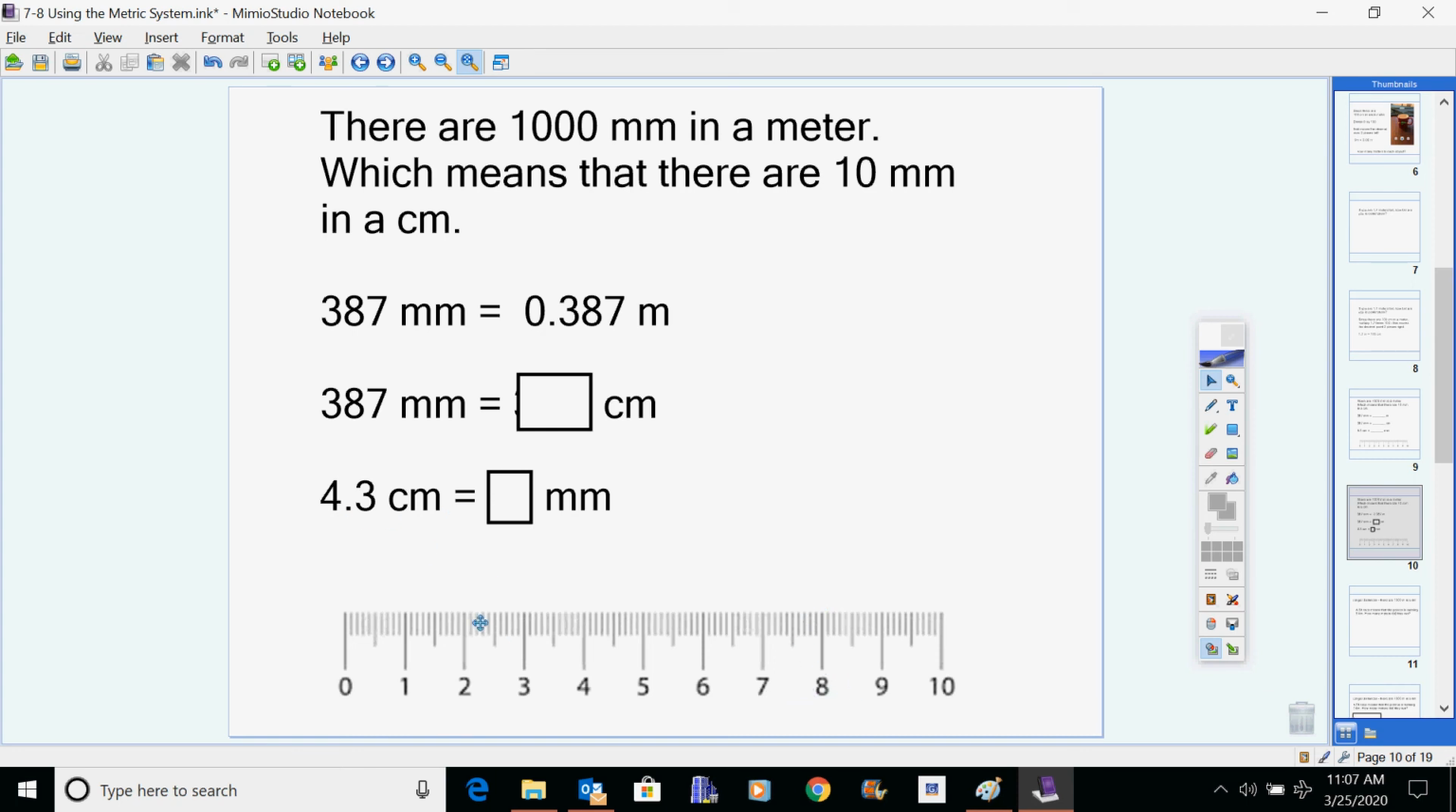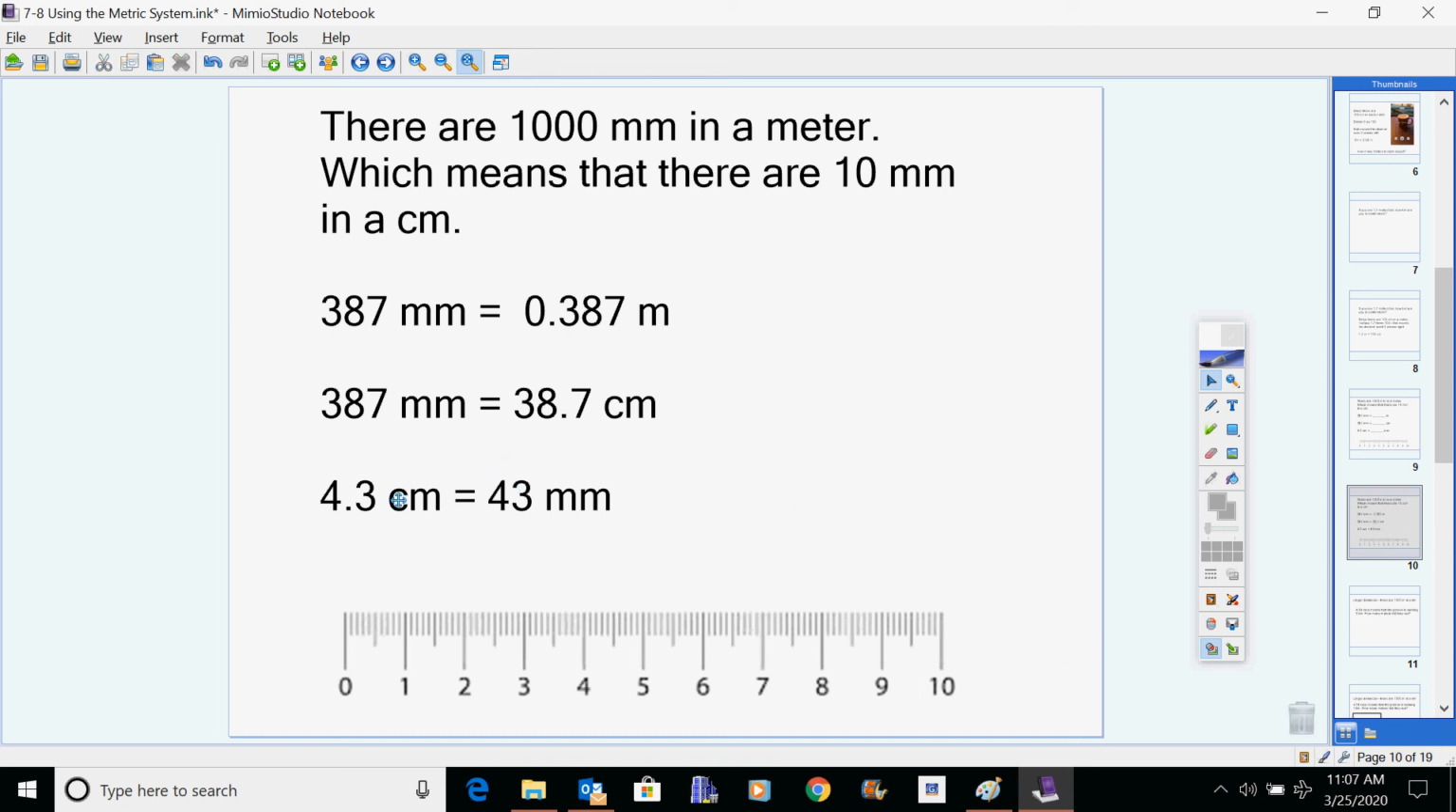I want to jump to this one. If I have 4.3 centimeters, that would be the same as multiplying by 10 because you can see the 10s there. So 43 millimeters there. But when we're going backwards from millimeters to centimeters, what you need to do is divide by 10.